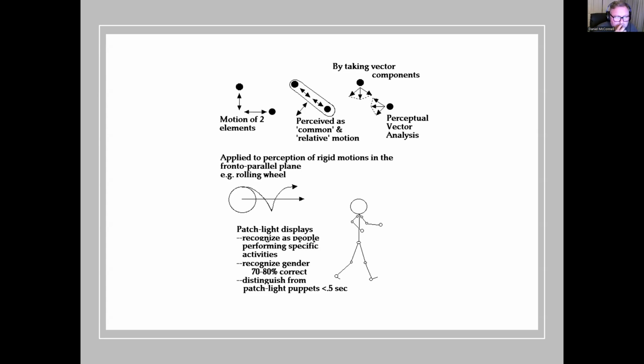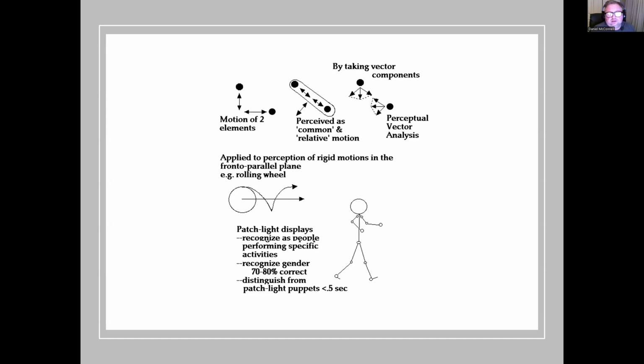So as noted, people are actually quite good at recognizing it as a person and recognizing the activities that the person is engaging in. But notice also here that I said, could you determine whether one is a man or one is a woman? And the answer was yes. Well, what Johansson found is that people could judge that correctly about 70 to 80% of the time.